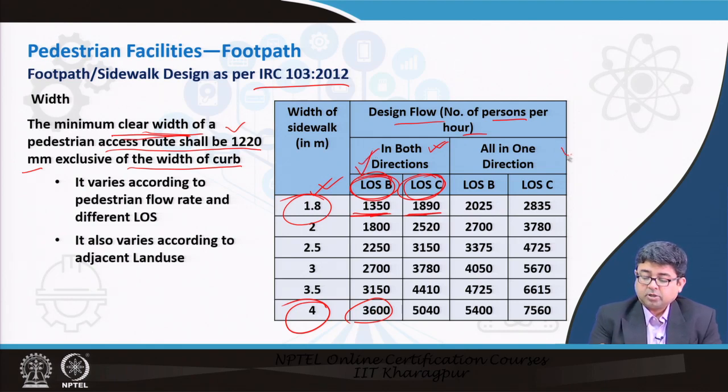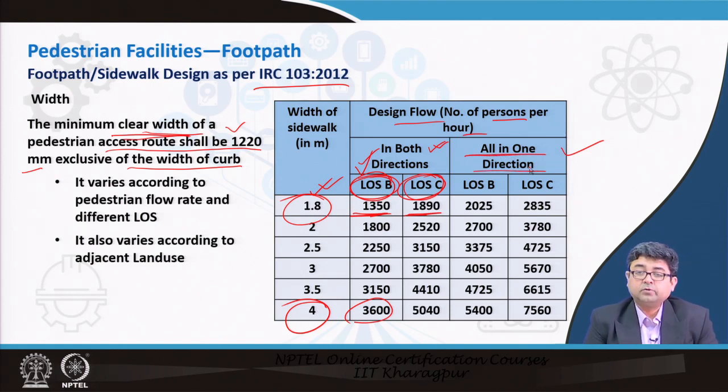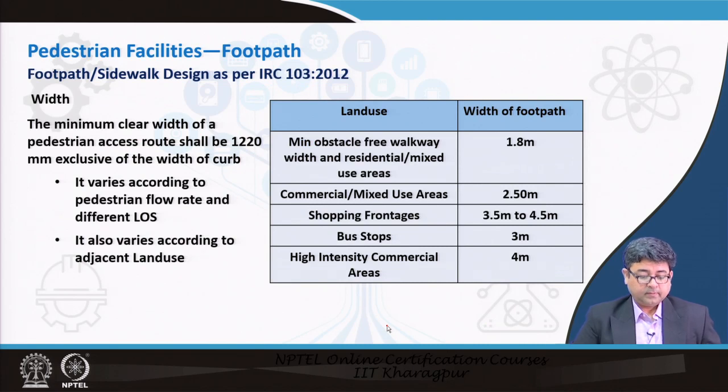Similarly, this column shows you that if it is unidirectional, if it is only in one direction, then you can have even more people, right. If it is multidirectional, then remember it creates friction between people moving up and down. So, usually the flow or the capacity reduces.